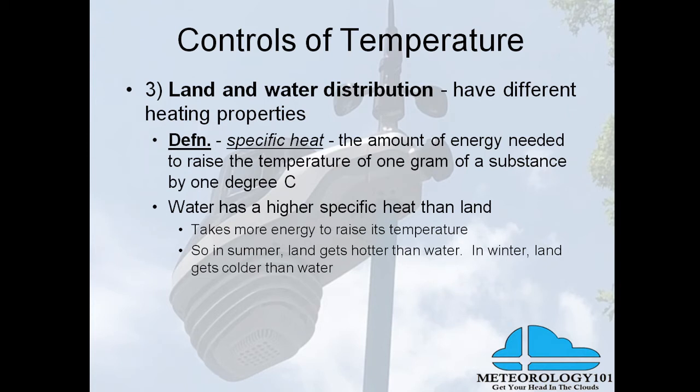Water has a higher specific heat than land. It takes more energy to raise its temperature. So in summer, land gets hotter than water, and in winter, land gets colder than water.